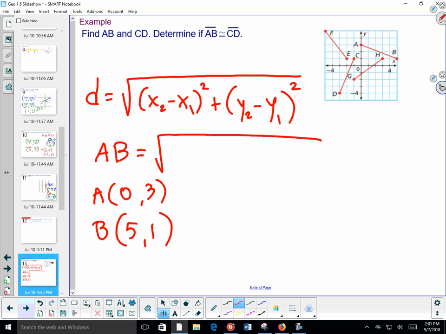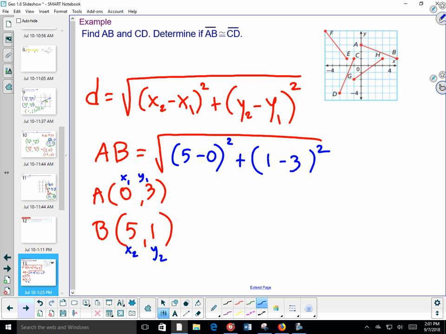So it'd be the square root of 5 minus 0 squared. So you're thinking this is x1, y1, and this guy is x2, y2? Yeah. Okay, so you said 5 minus 0 squared, plus 1 minus 3 squared. Everybody okay with this?